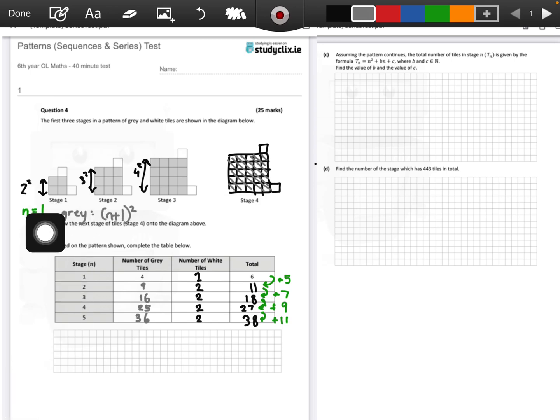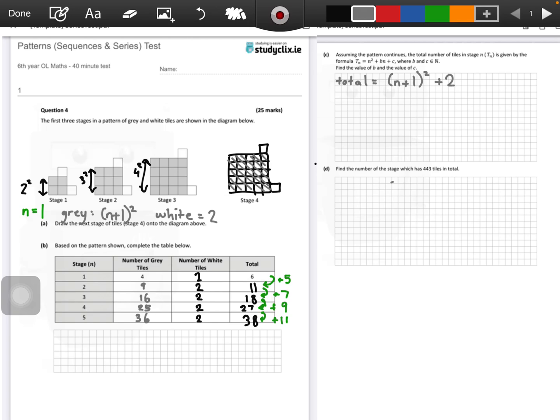So when it was stage 1, it was 2 squared. When it was stage 2, it was 3 squared. When it was stage 3, it was 4 squared. When it was stage 4, it was 5 squared. So my grey tiles are always giving me n plus 1 squared. And then I have the white tiles, which is always equal to 2. So my total over here, I could have done it by saying my total is equal to n plus 1 squared plus 2.